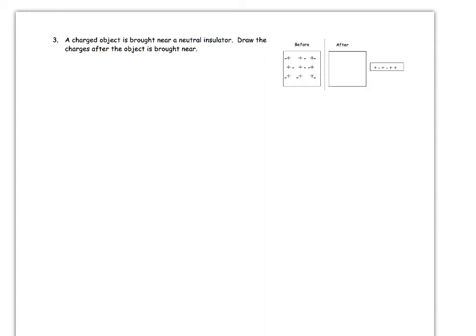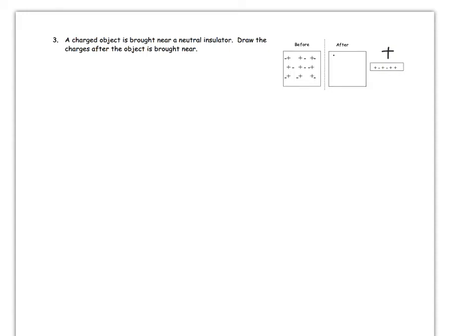For this next question, we have to draw the diagram of a neutral object, in this case an insulator, when a charged object is brought near it. Let's first look at this charged object. It is overall a positively charged object because there's more positives than negatives. So let's think about the movement of the charges in our insulator.